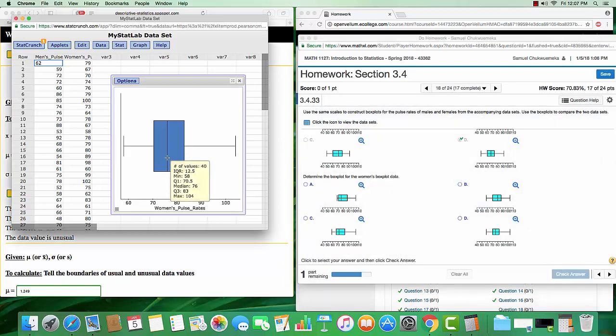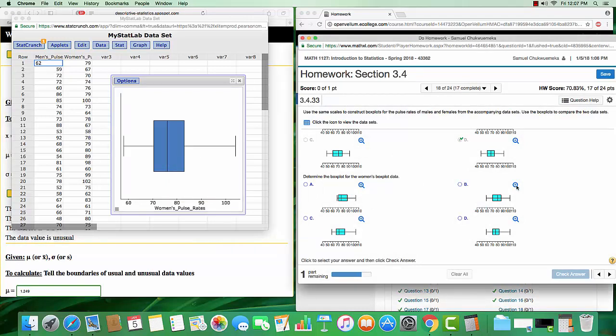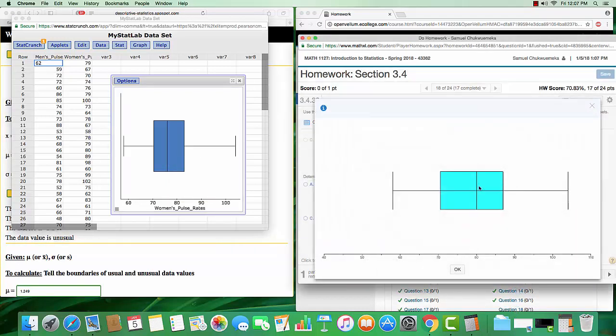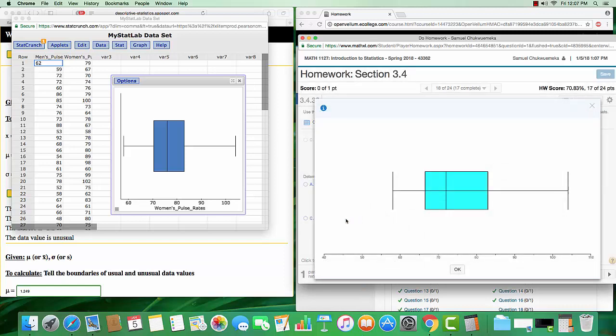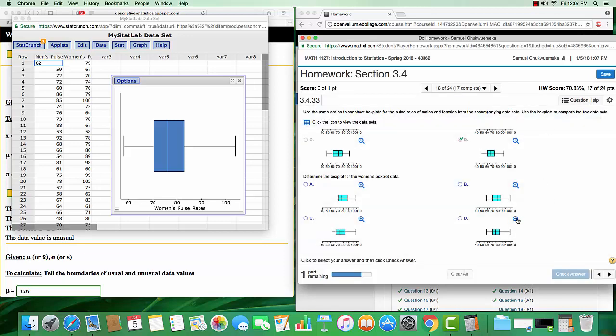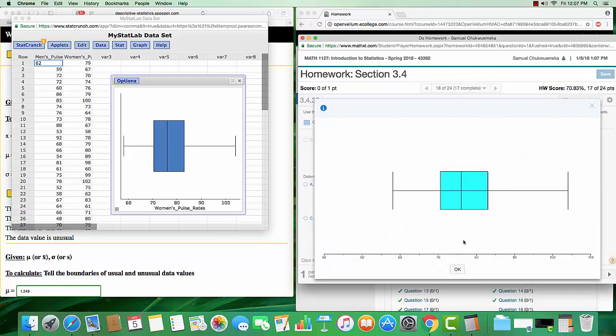Median is 76. B, let's say B is okay for now. Looks close to 80. Okay, B is okay. 76. C is out because the median here is less than 75. So C is out. Then D is okay.